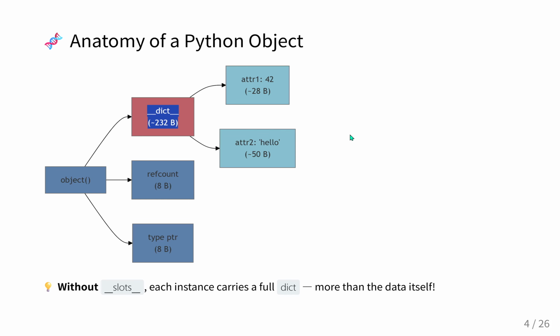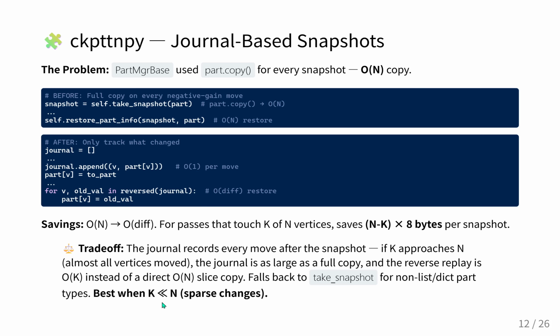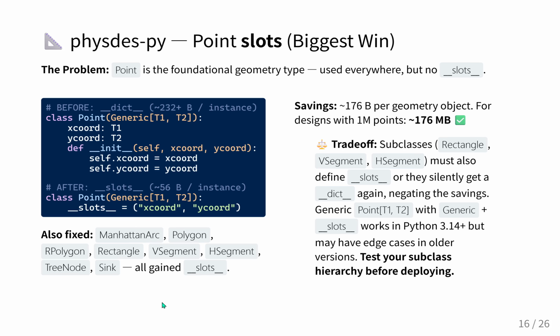But if you are building a class that is only ever going to represent, say, an X and Y coordinate, you don't need a dynamic hash map with empty space. You can tell Python to skip the dictionary entirely and allocate exactly enough contiguous space for those specific attributes. Which is huge. Yeah. You just do this by defining a tuple called __slots__ at the class level. The case study for this in the presentation comes from a library called PhysDesPy, which deals with physical design operations. They have these foundational geometry types, things like point, Manhattan arc, and rectangle. And these are objects that get instantiated millions of times in a single run.